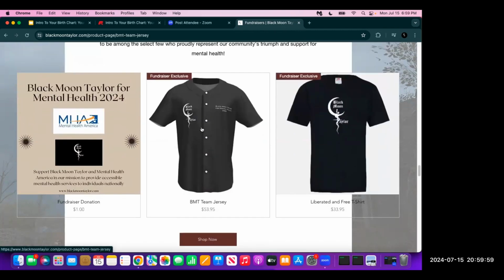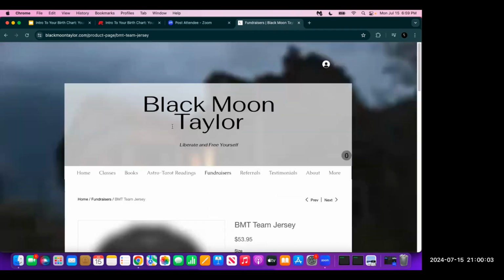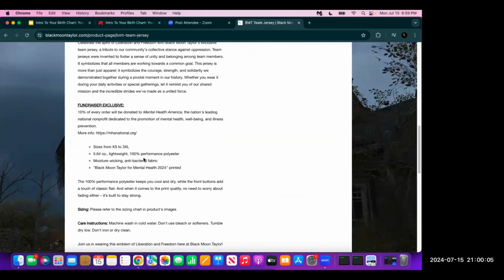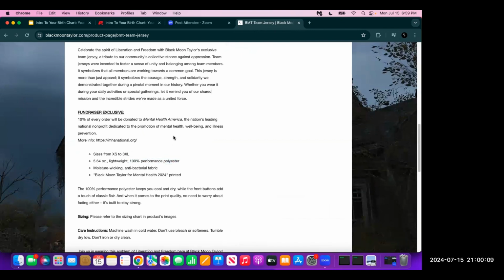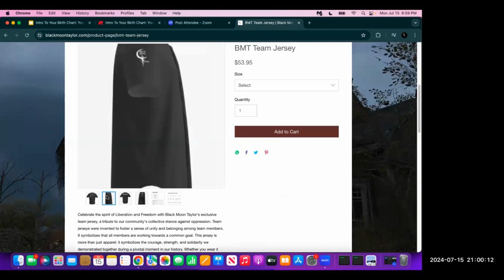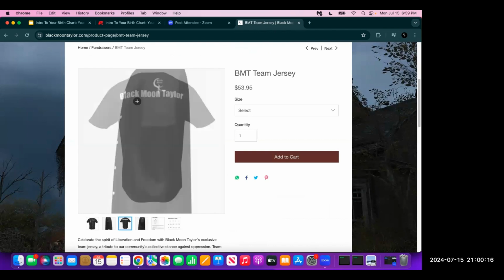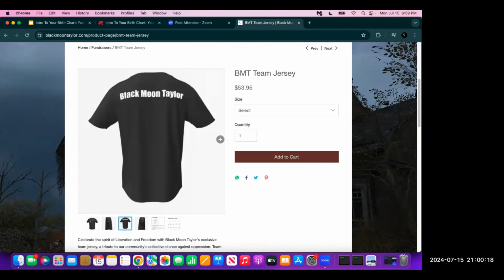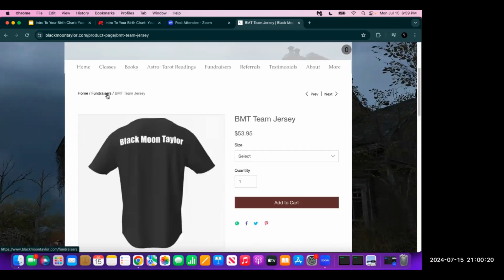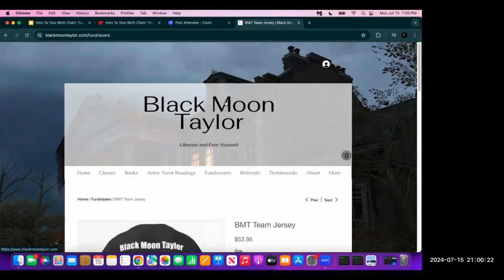But the team jersey, I can actually tell you what it's made of because it should be in the description. It's 100% performance polyester, and it's super cool. On the sleeves there's the logo, and on the back it has the team name on it. Oh, it's just so cool. I'm just obsessed with it. But yeah, so that's that.